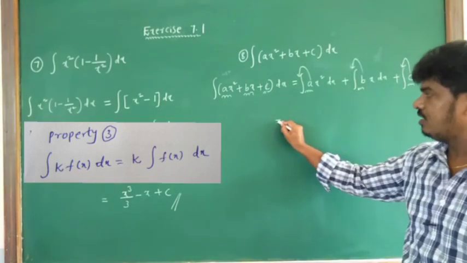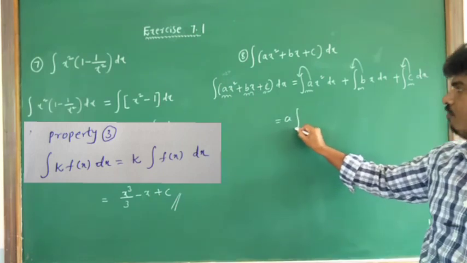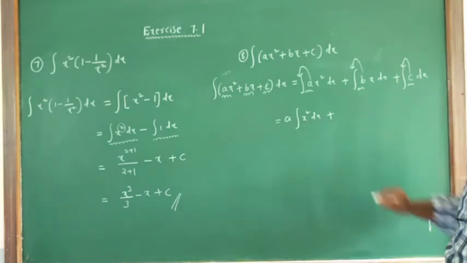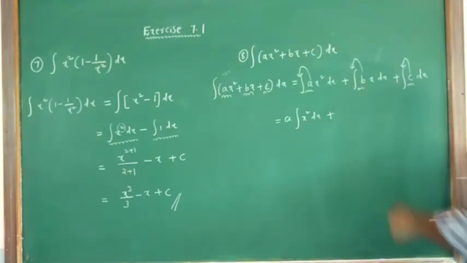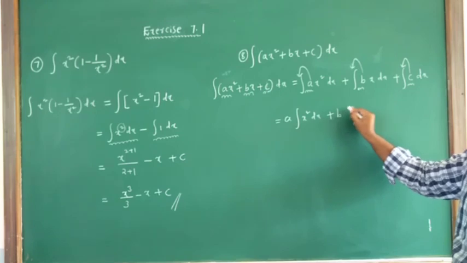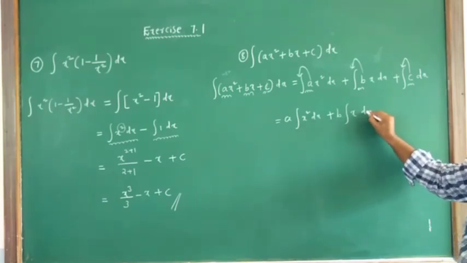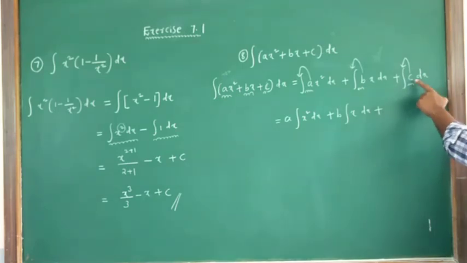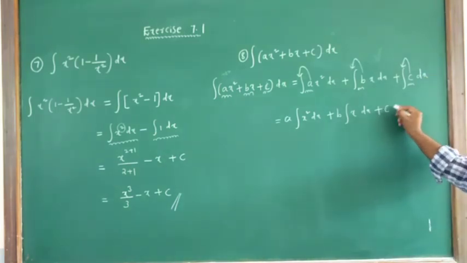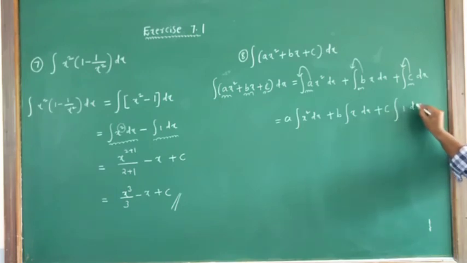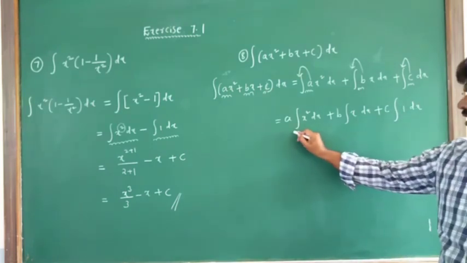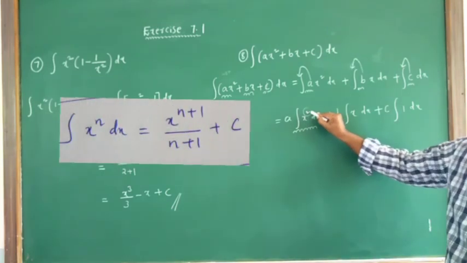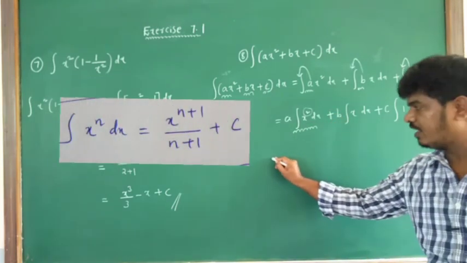So what will be here? A into integral of x square dx plus, by taking this b outside, what will be here? X. So b into integral of x dx. Just observe, by taking this c outside, here we have that 1. So c into integral of 1 dx. Here for this one we use the first formula. In the place of n we have 2. Okay.